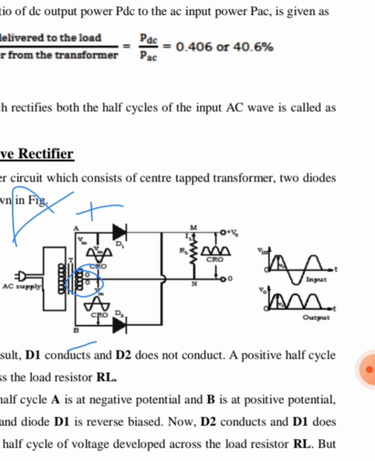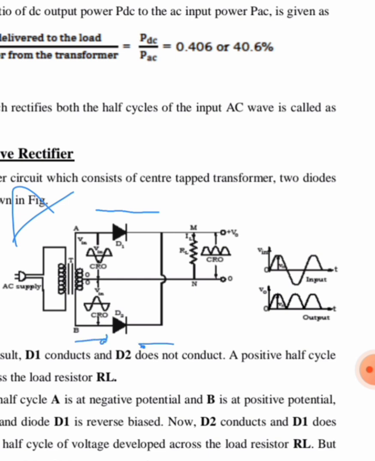Here in this case, D1's anode terminal is this and the cathode terminal is this, and D2's anode is this and cathode is this. According to this, D1 will be forward biased whereas D2 will be reverse biased. Forward bias means that diode will be acting like an on switch. Reverse bias means that diode will be acting like an off switch. With the on switch, D1 will be short circuited whereas D2 will be open circuited.